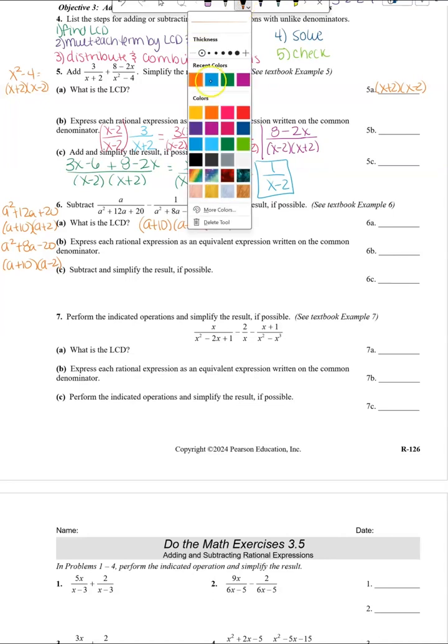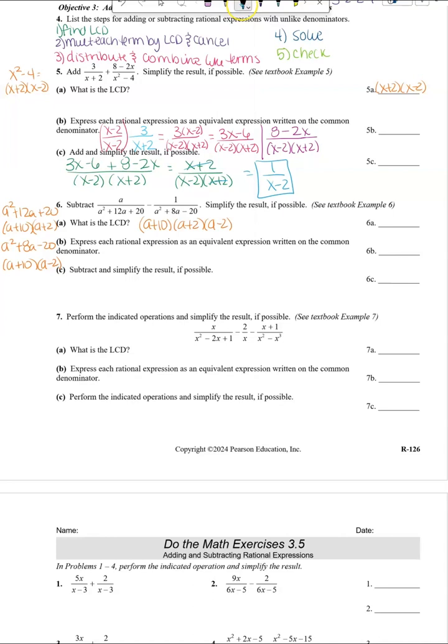So let's use some math logic. We have a, and we already on a squared plus 12a plus 20 have a plus 10 and a plus 2. So a plus 10, a plus 2, that's a given, but we have to multiply top and bottom by the one that we don't have, which is a minus 2. Okay?